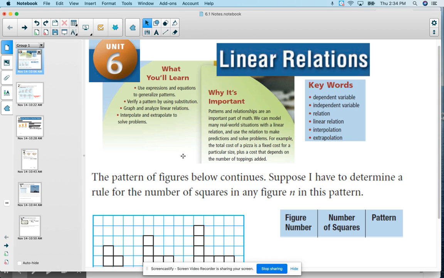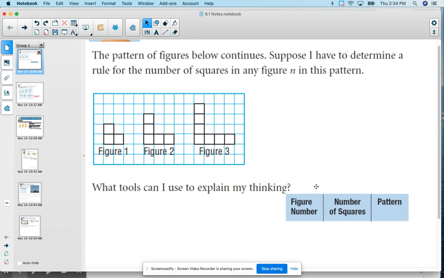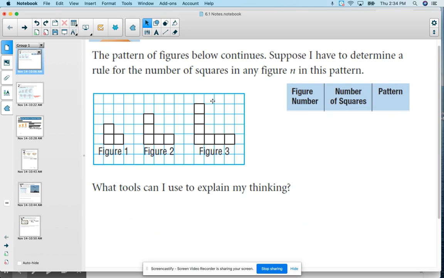So to start, we're going to recap a concept that started back in grade 7, maybe even a little before that. That is looking at patterns and counting them and figuring out the relationship between two things in the pattern. The question asks you to determine a rule for the number of squares in any figure in this pattern. So what it's actually asking for is an equation. It's for you to recognize the pattern and give it this fancy relationship.